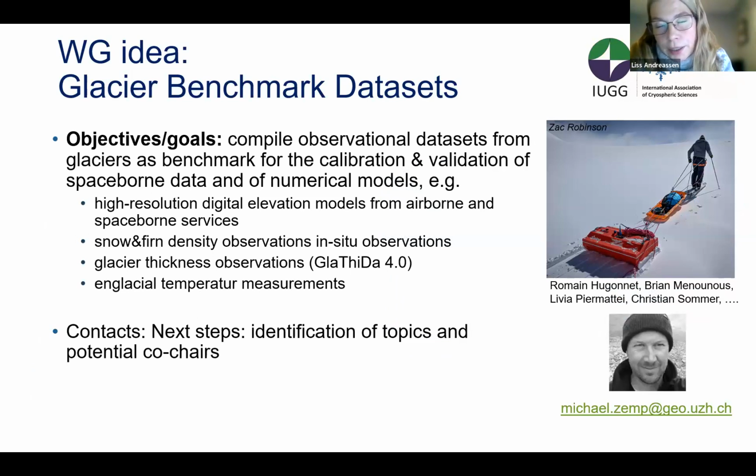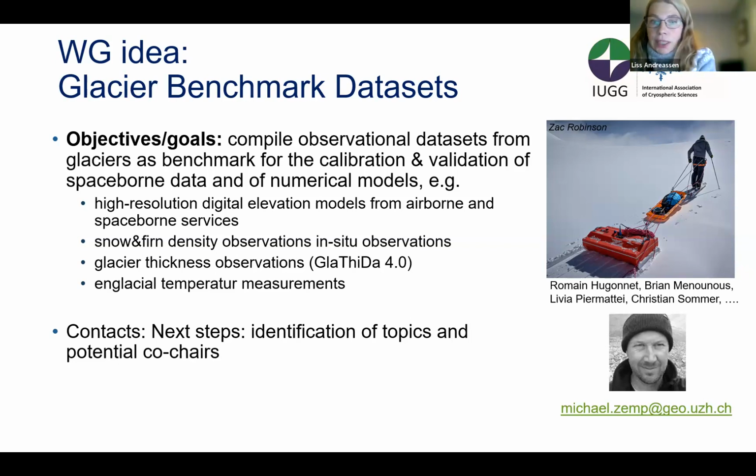Then the G10 Global Tracing Network for Glacier had the brainstorming at IUGG this summer, and they have had several meetings afterwards discussing different plans. So one idea is to have a glacier benchmark dataset working group. The objective goals here is to compile observational datasets from glaciers as benchmark for the calibration and validation of spaceborne data and of numerical models, for instance, high-resolution digital elevation models, snow and fern density observation, etc. So here they need to find potential co-chairs and also decide on the topics.